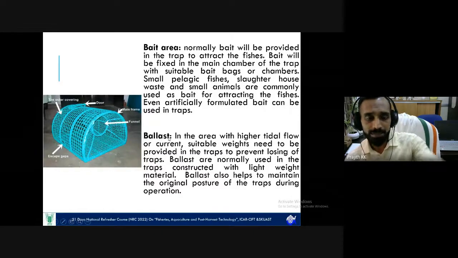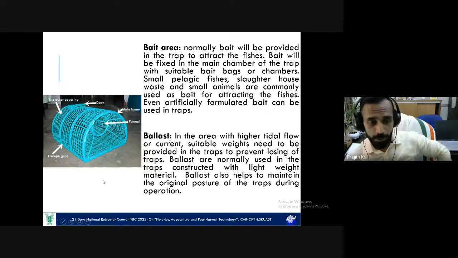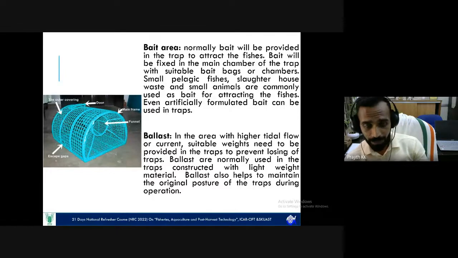Then ballast. Ballast means a hard structure normally attached to the base of a trap. This is mainly to fix or increase the weight of the trap. Actually, normally some stones, sand-filled bags, or metal itself will be used at the bottom of the trap to act as ballast, just to increase the heaviness.